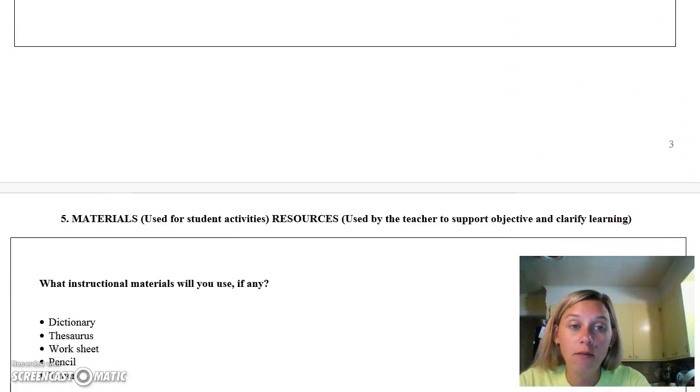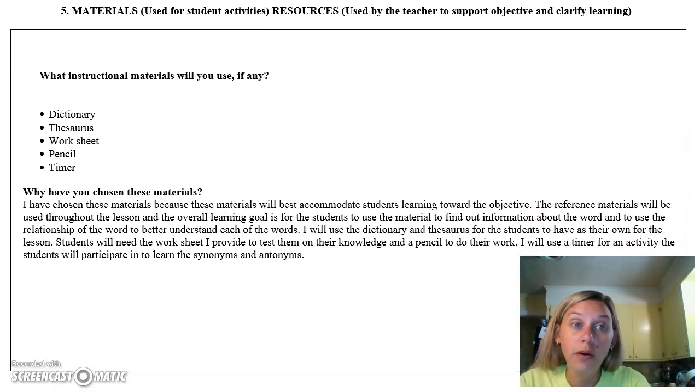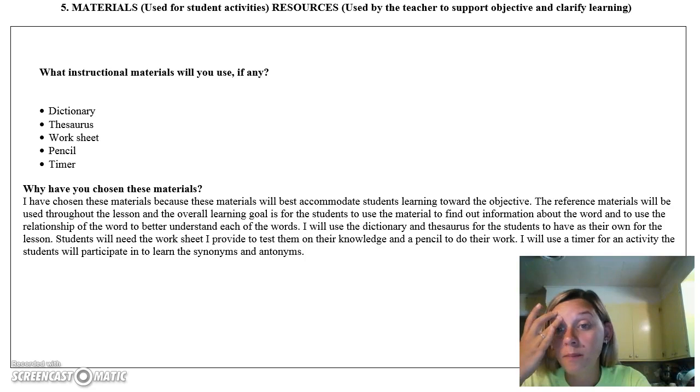Step 5 of the lesson plan is materials. The materials that I used for this lesson plan are a dictionary, thesaurus, worksheet, a pencil, and timer.